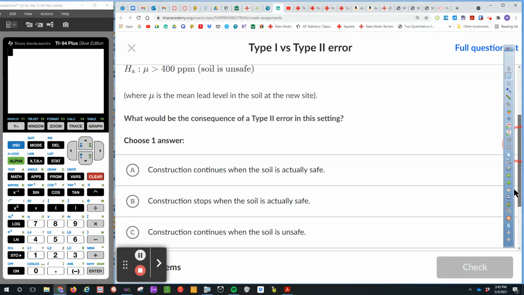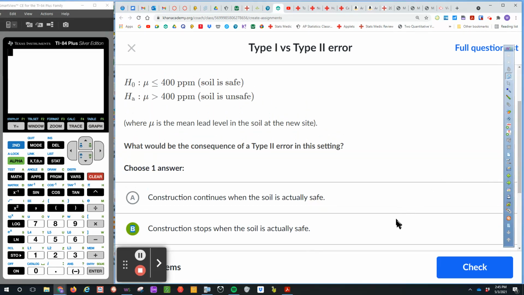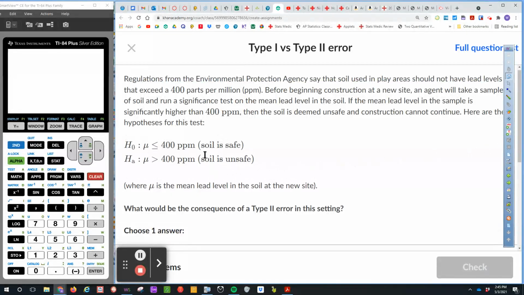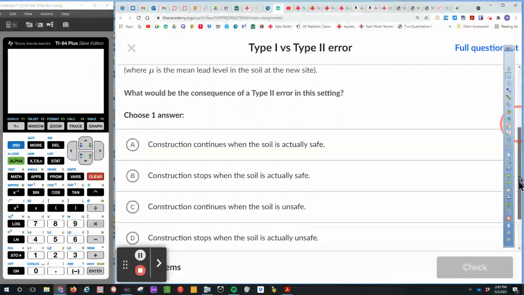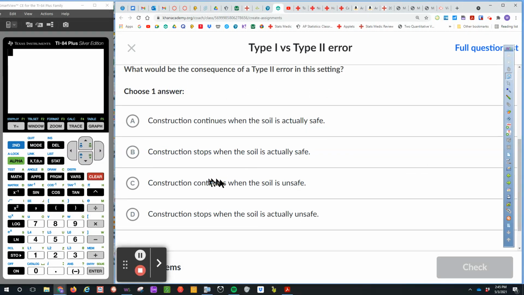So what would be the consequence of a Type 2 error? Type 2 is that you fail to reject H naught when H naught is false. So you found evidence that the mean is not less than 400; in fact, it is greater than 400. But we failed to reject H naught, we failed to say that the soil is unsafe. So the consequence is that the construction will continue when the soil is unsafe.